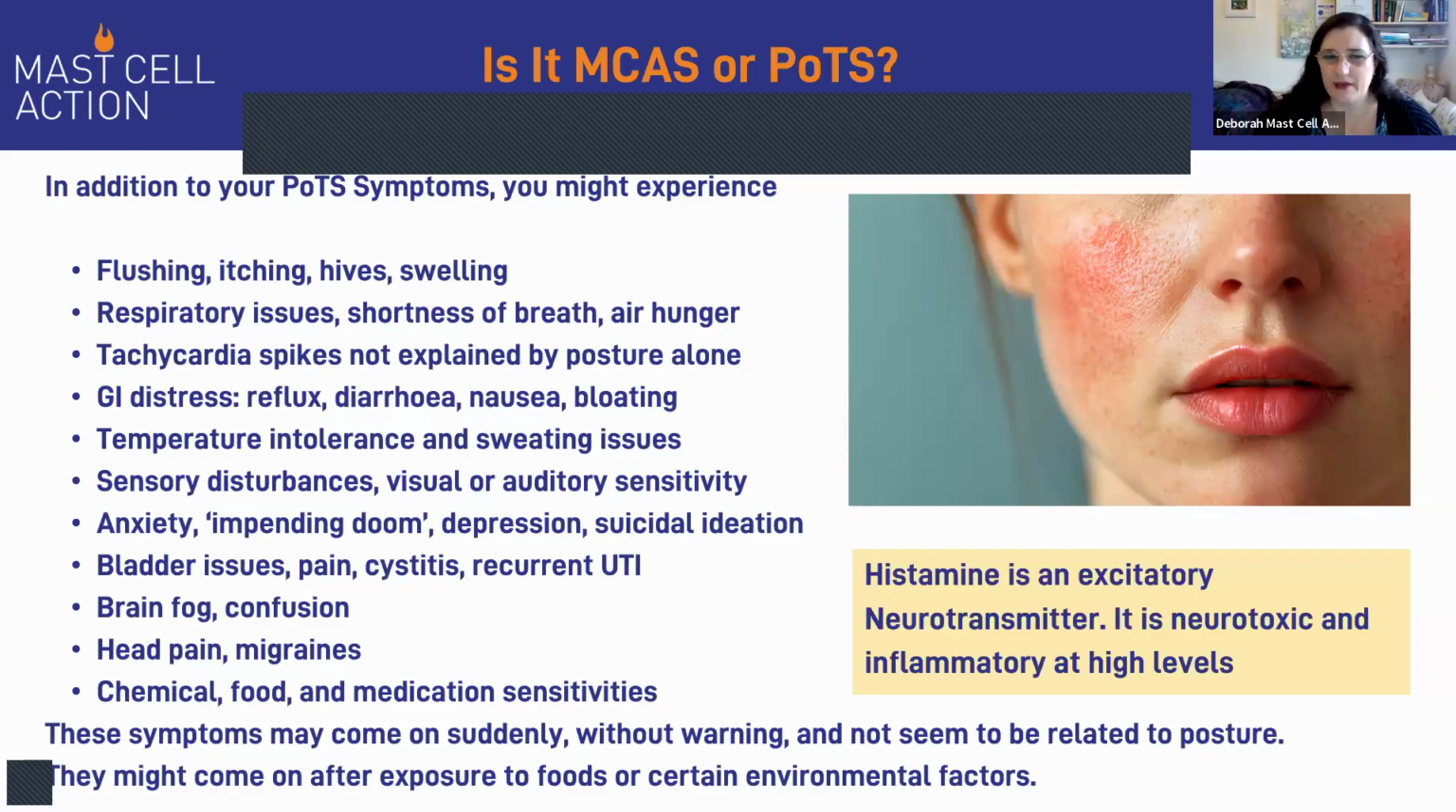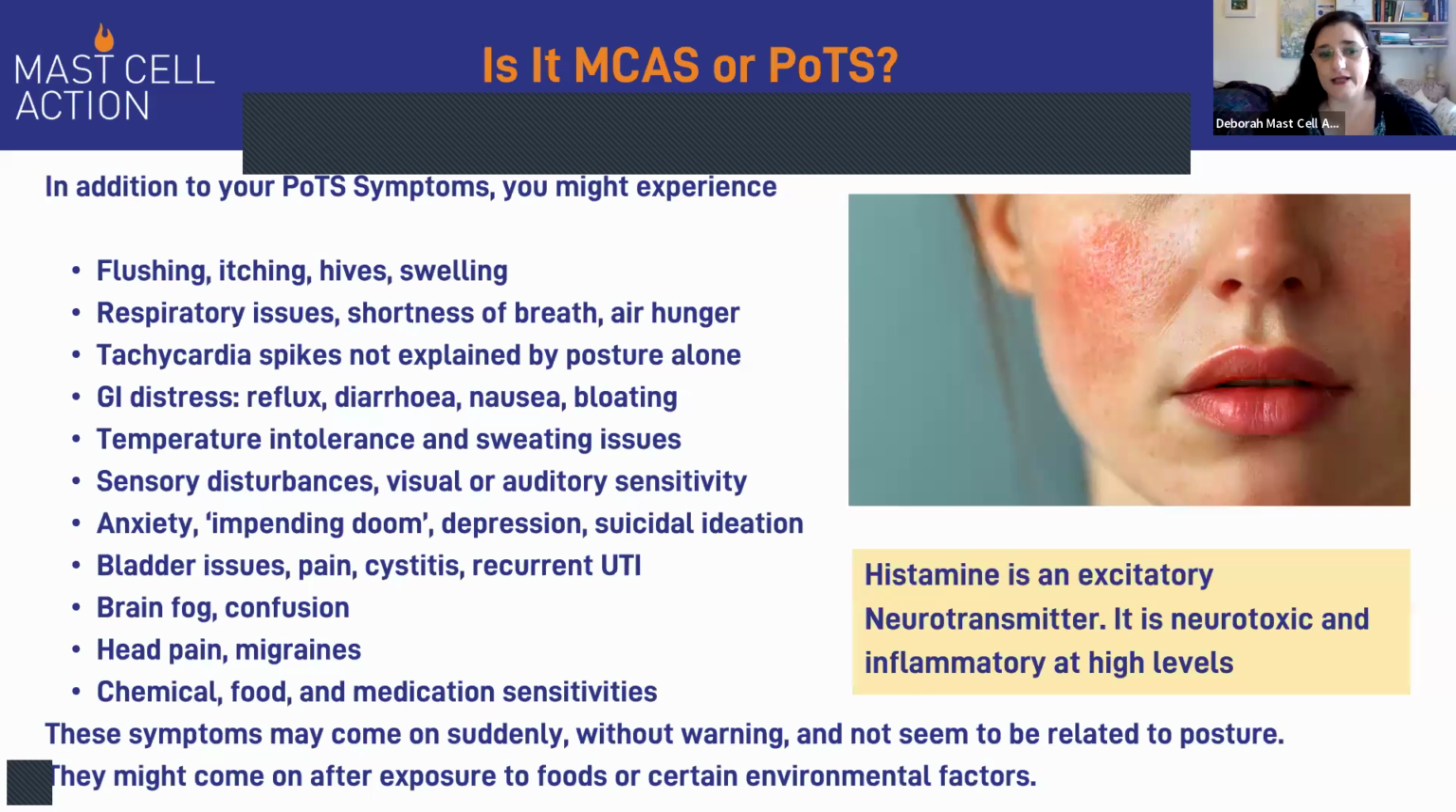Bladder issues, pain in your bladder or pain on urinating, cystitis-like symptoms. Some people get diagnosed with recurrent UTIs, but actually it's their mast cells causing bladder irritation. You might be getting brain fog and confusion. Insomnia is a big problem for people with MCAS because histamine is a chemical that wakes us up. It causes neurostimulation, stimulates our nervous system, stimulates the brain. So when we're trying to sleep, if we've got too much histamine, insomnia can be a really big problem, as well as head pain and migraines for the same reason, too much histamine in the brain.